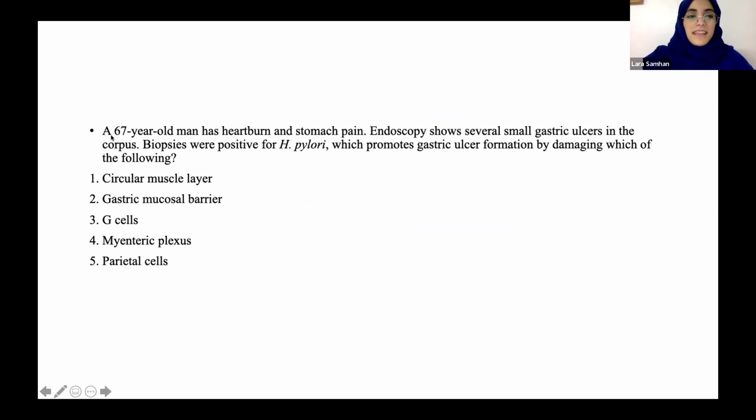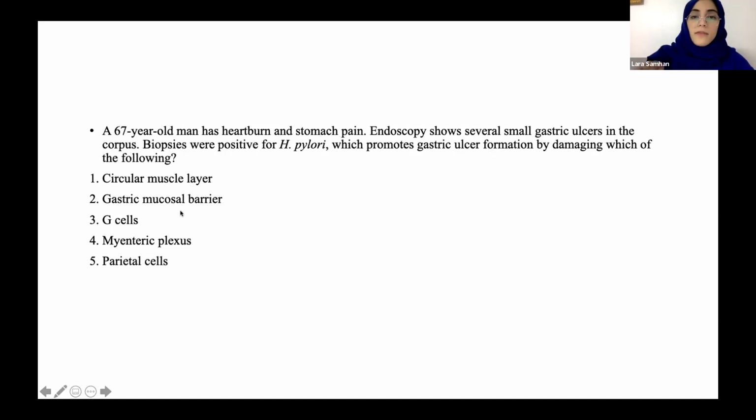So here the question says, a 67-year-old man has heartburn and stomach pain. Endoscopy shows several small gastric ulcers in the corpus. Biopsies were positive for H. pylori, or Helicobacter pylori, which promotes gastric ulcer formation by damaging which of the following. So you guys said it's going to be, of course, the gastric mucosal barrier.